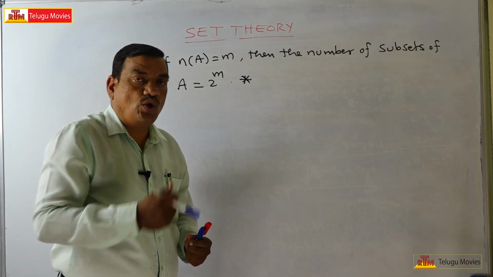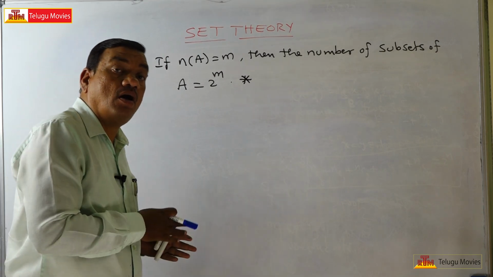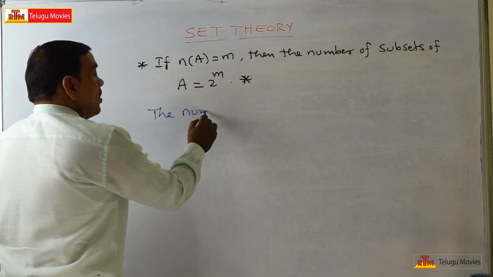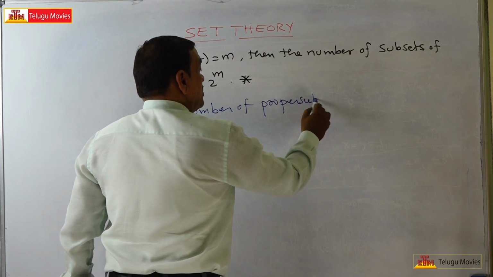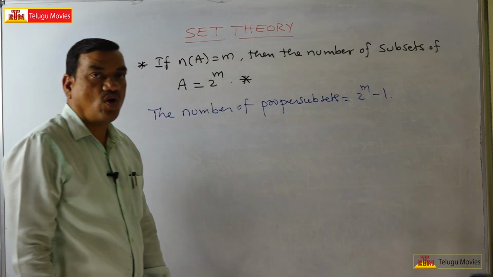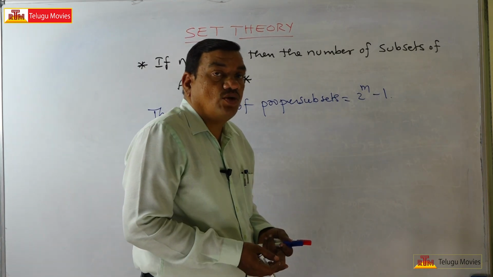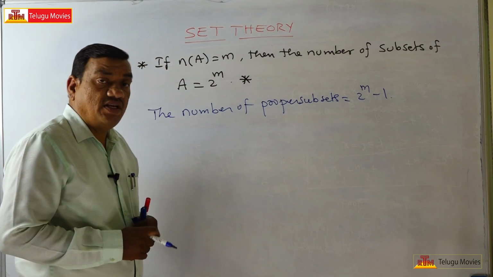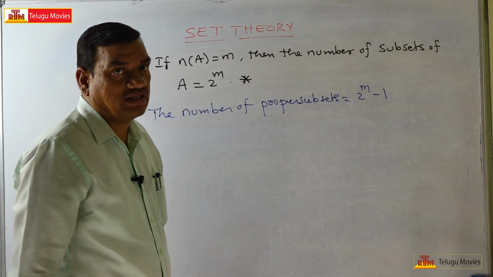As I already told you, among the subsets, one is the improper subset, and all the remaining are proper subsets. Therefore, the next formula is the number of proper subsets, which is equal to 2 power m minus 1. What is the minus 1? The set itself is there, that is improper, so we have to subtract it. Among the proper subsets, one is the empty set. The empty set is also a proper subset.